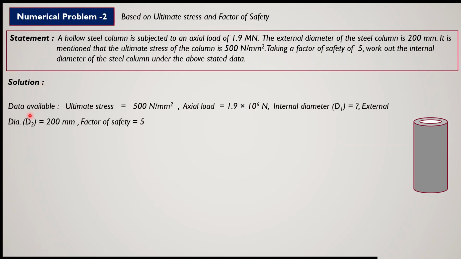Now regarding the solution, first of all, as we have discussed the methodology of solving numericals in numerical problem 1, we will list out the data available in the statement. So ultimate stress is given 500 Newton per millimeter square. Axial load is given 1.9 meganewton, so we will be converting it into SI units, 1.9 into 10 raised to power 6 Newton. Internal diameter, let us take it as D1, which we have to calculate. It is not given, so that is the problem which we have to solve. External diameter, let us consider it as D2. It is 200 millimeter. So it has two types of diameter which we will be considering. Factor of safety we are taking here 5.